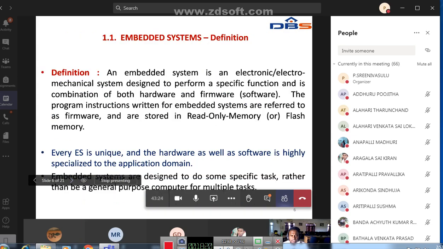So now we will see this again. The same thing I mentioned in the first slide is repeated here. Definition: an embedded system is an electronic or electromechanical system designed to perform a specific function and is a combination of both hardware and software. That's all. Up to that, if you write it, it is enough.